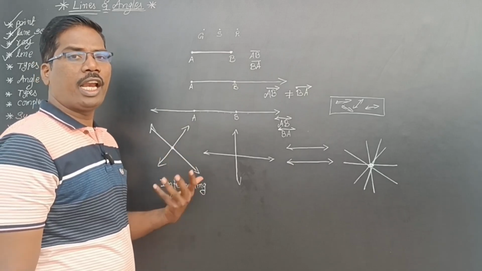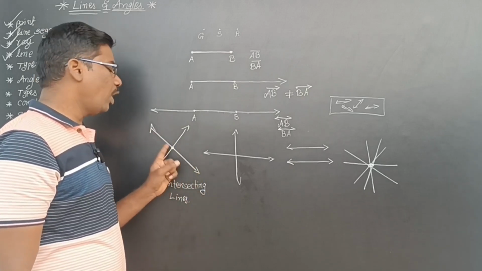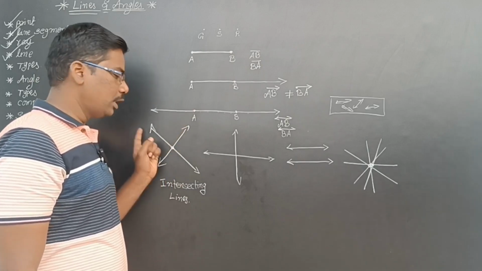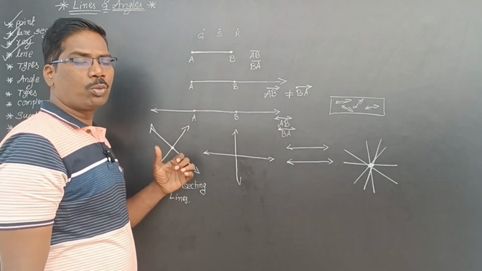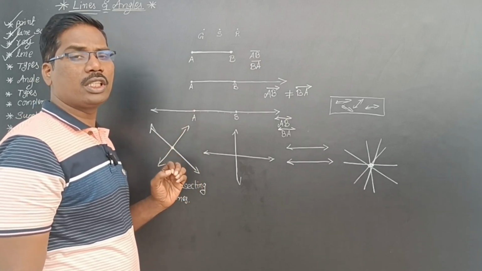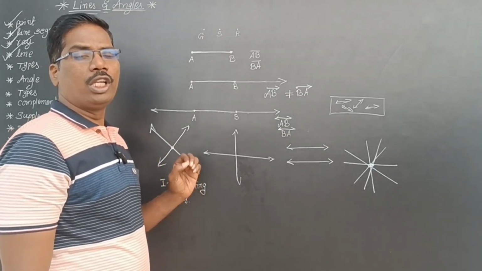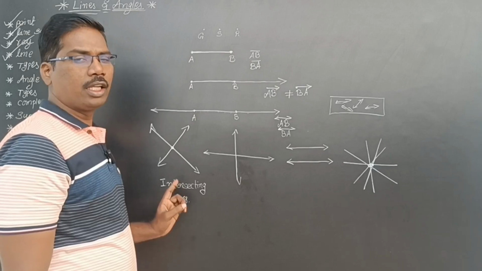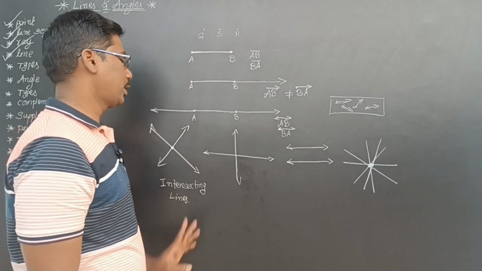Or we can say it in another way. If two lines have one common point, see, this line has a point and this line also has the same point, so both lines have the same point. That is called a common point. If two lines have one common point, then those lines are called intersecting lines, and that point is called the point of intersection.